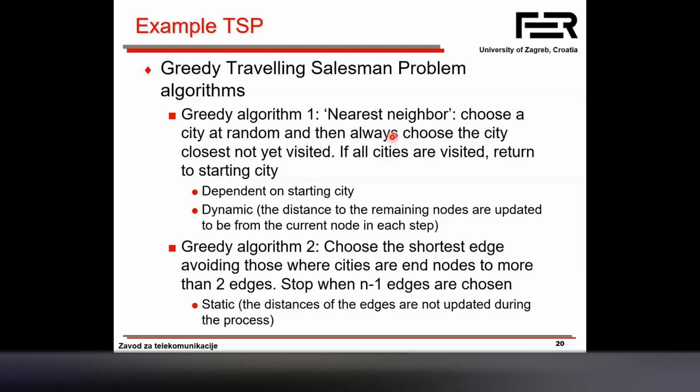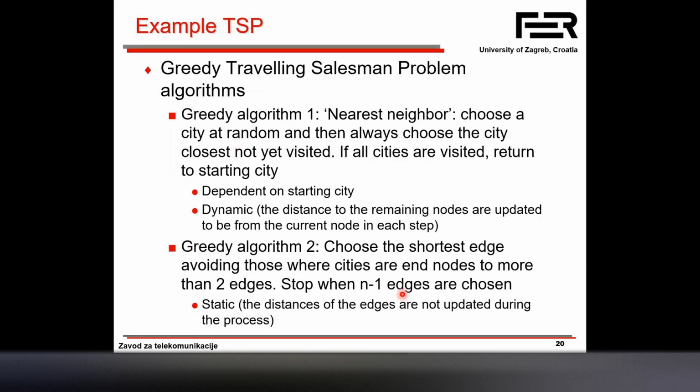One approach is the nearest neighbor. Simply, we choose a city at random, and always choose the city that's closest that has not yet been visited. Once all cities are visited, return to the starting city. This will be very dependent on the starting city. Again, this is an example of a dynamic step, as I illustrated before. The distance to the remaining nodes is updated based on the current node in each step. That's one example of a greedy algorithm.